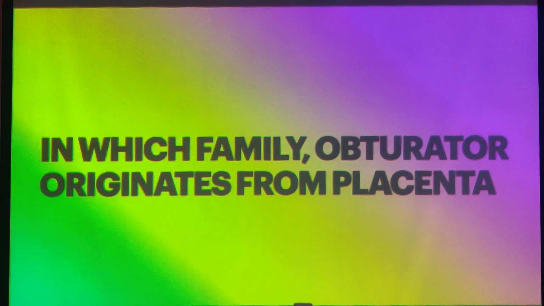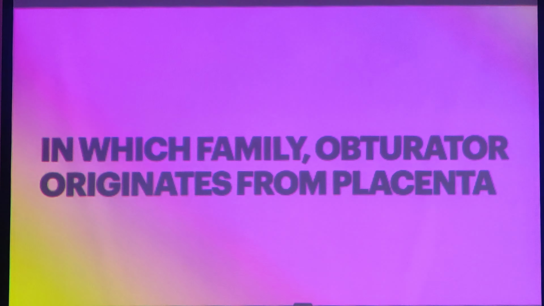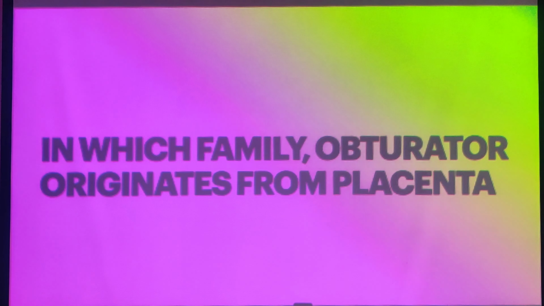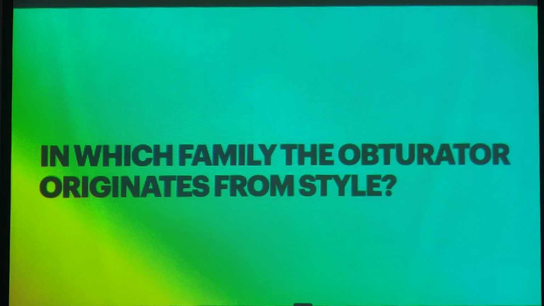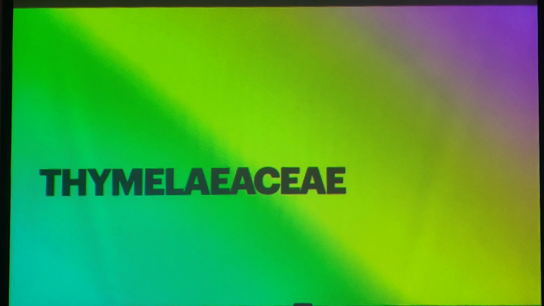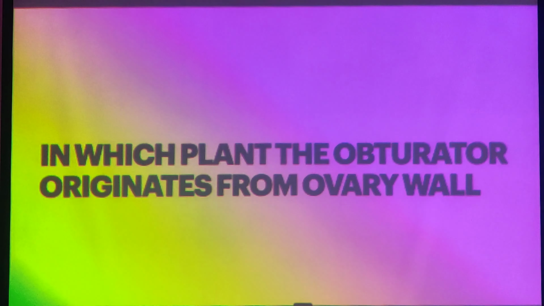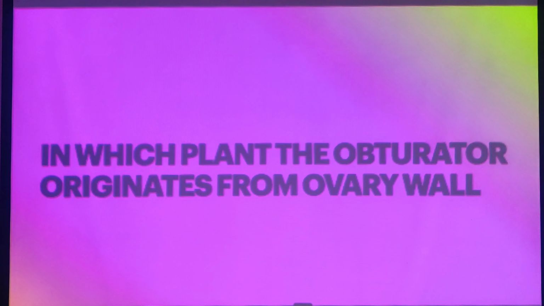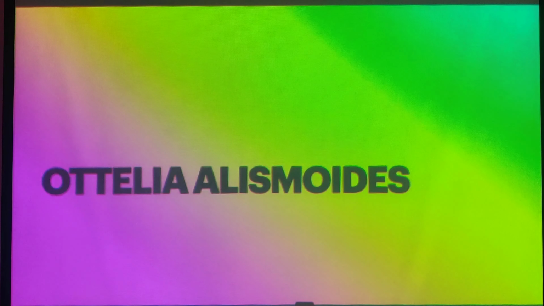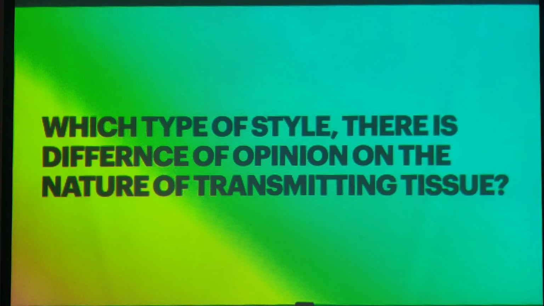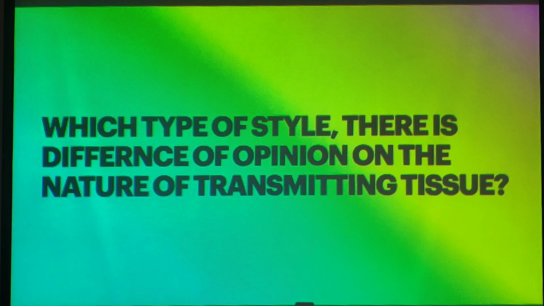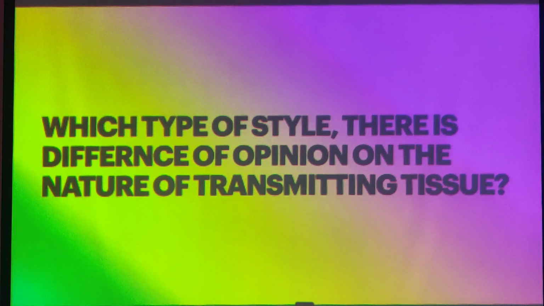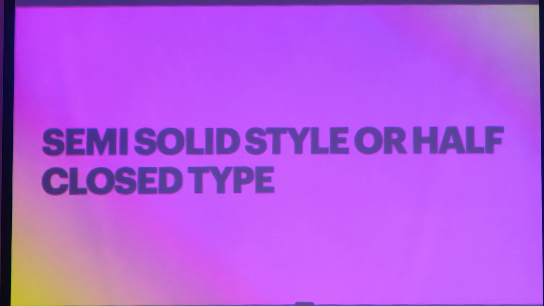In which family does the obturator originate from placenta? Cyperaceae. In which family does the obturator originate from style? Thymelaeaceae. In which plant does the obturator originate from ovary wall? Ottelia alismoides. In which type of style is there a difference of opinion on the nature of transmitting tissue? Semi-solid style or half-closed type.